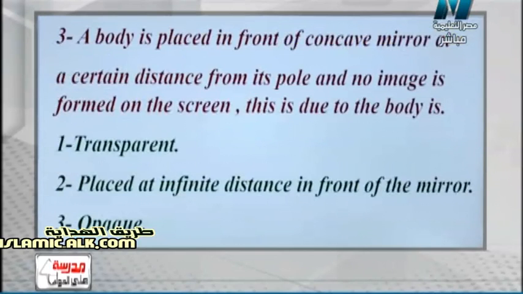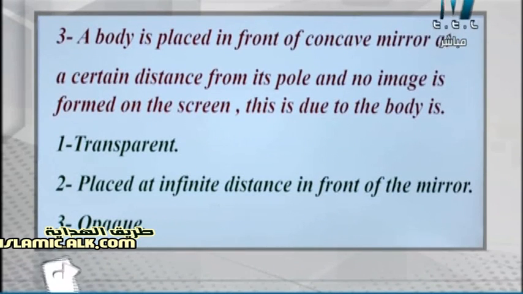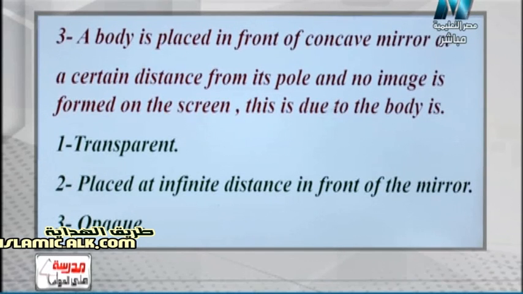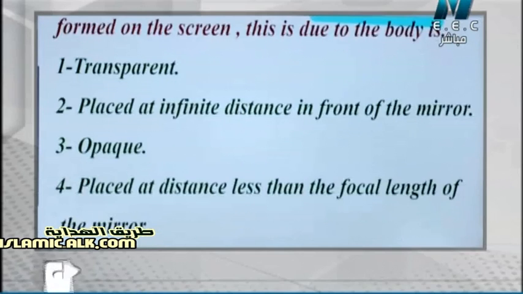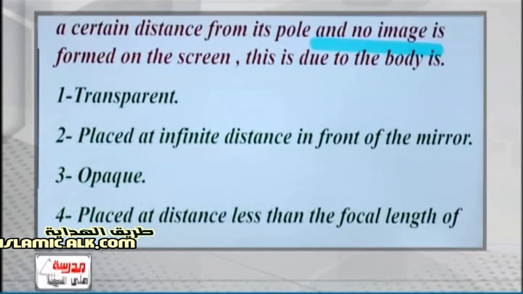The next question: a body is placed in front of a concave mirror at a certain distance from its pole and no image is formed on the screen. This is due to: the body is transparent, or placed at infinite distance in front of the mirror, or opaque, or placed at a distance less than the focal length of the mirror. Here it says no image.